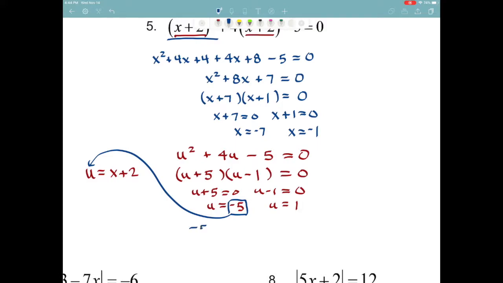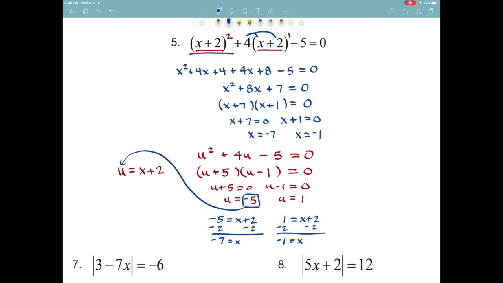So we should say here that negative 5 is equal to x plus 2. When we subtract 2 from each side, we get negative 7 equals x. Notice that was our answer up above. And the same thing with 1. We'll put 1 equals x plus 2. We subtract our 2 from each side, and we get that negative 1 equals x, which is also our answer above. Two different methods for solving the same problem there. Both work. Just thought we'd like to show you how the u substitution would work there.